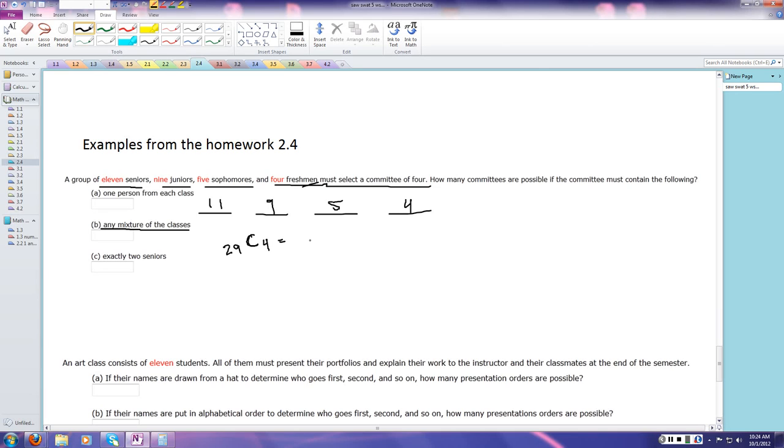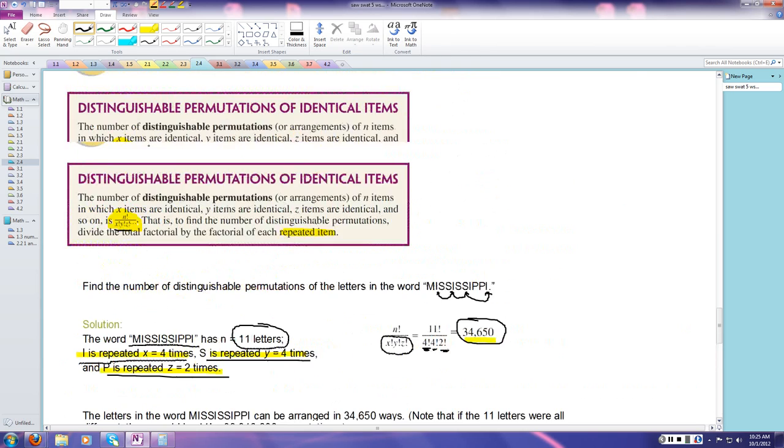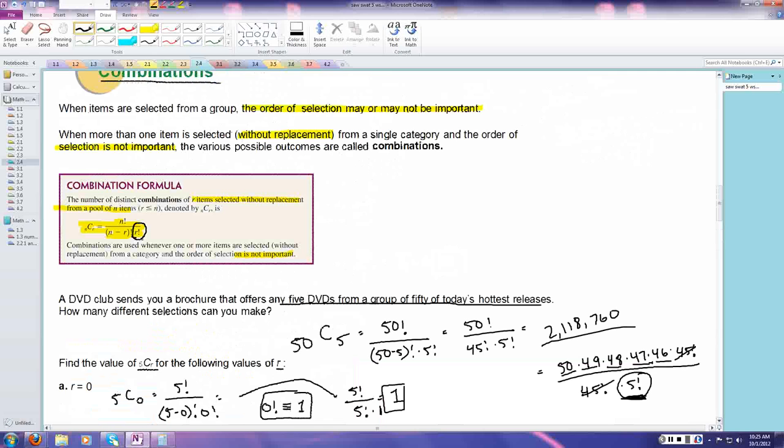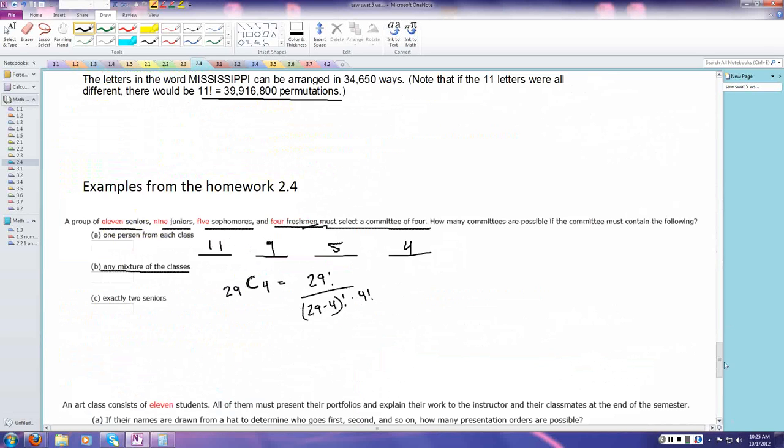So I would have 29 factorial over 29 minus 4 factorial times 4 factorial, right? Because in a combination, the order does not matter. And I'm going to divide out by the repeats, and that's where my extra 4 factorial comes from. So you should be able at this point to calculate this.